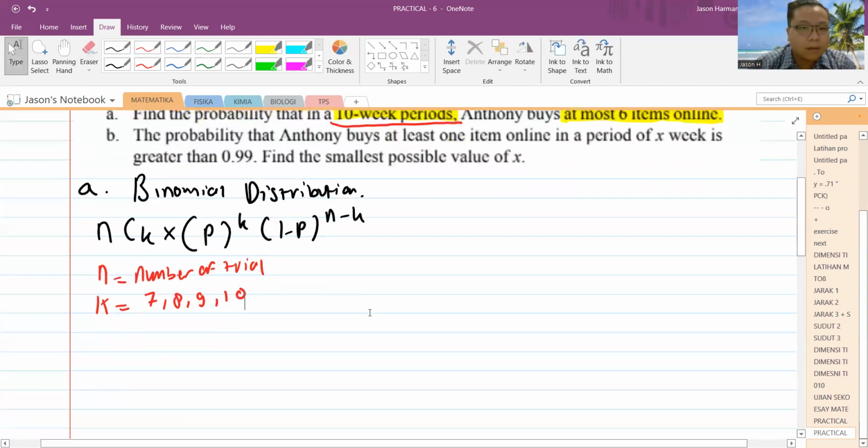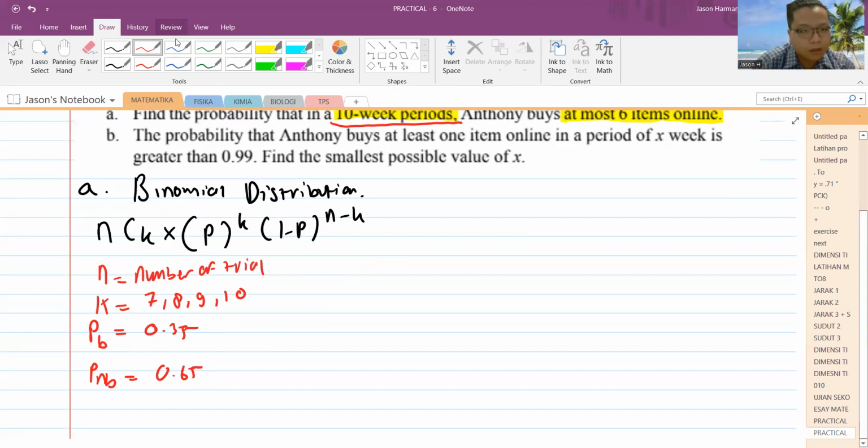Now, where P will be the successful event, or Anthony buying, so we just make it P of buying, 0.35, with the P of not buying, just the rule of probability, everything must be equal to 1 when they are added. So this must be 0.65.